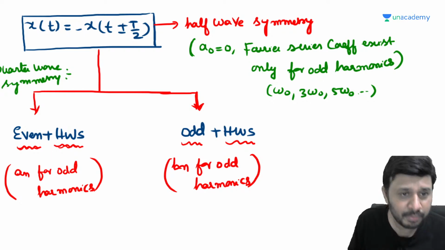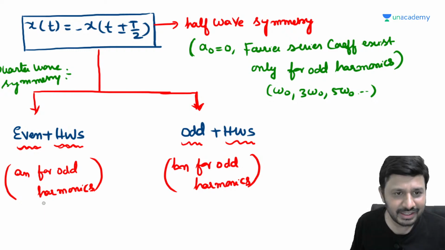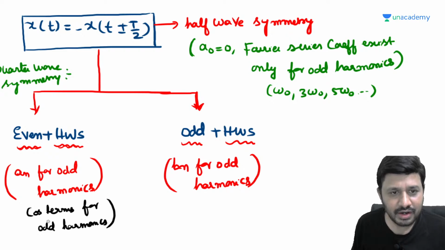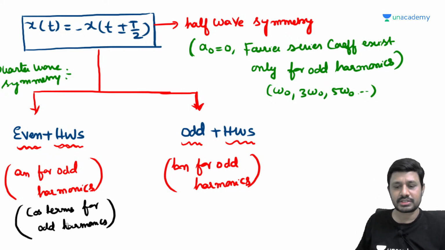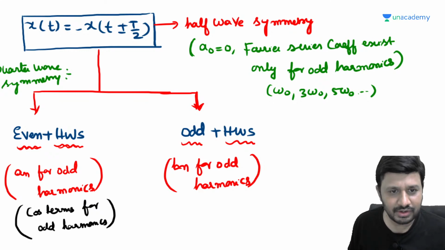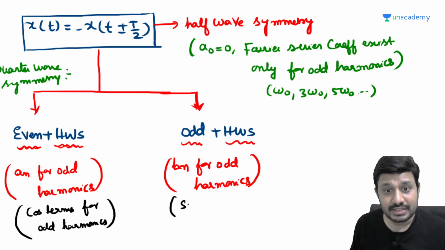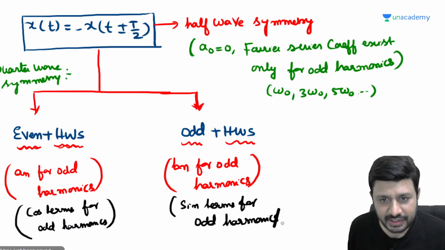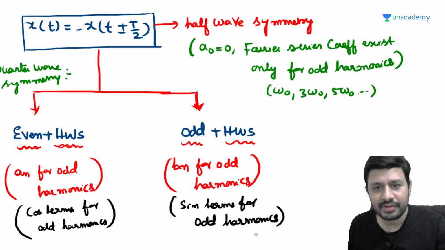Let me write one more point here. An for odd harmonics means cos terms. Cos terms for odd harmonics. An means cos terms. Bn for odd harmonics means sine terms for odd harmonics. Signals which exhibit this kind of symmetry, even or odd at the same time half wave, is what is known as quarter wave symmetry.